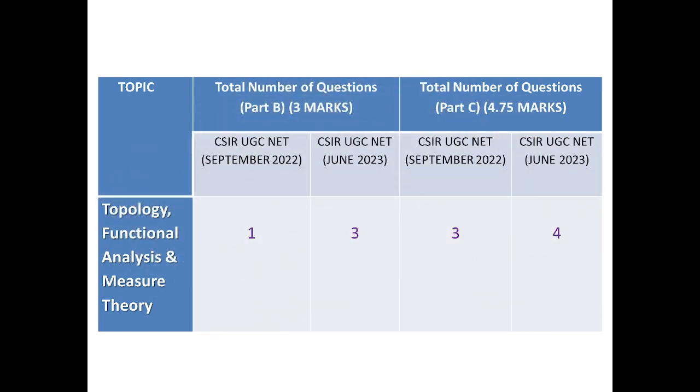Then it is topology, functional analysis and measure theory together. There is one question in September 22 in part B, and there are 3 questions in June 23 in part B, and there are 3 questions in September 22 in part C and 4 questions in June 23 in part C.